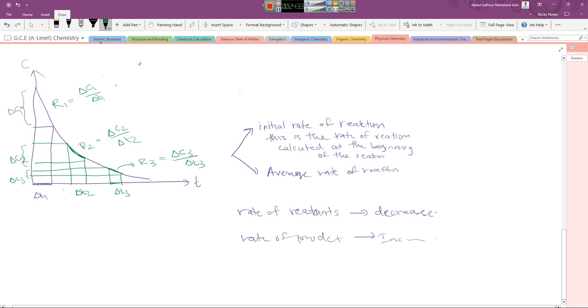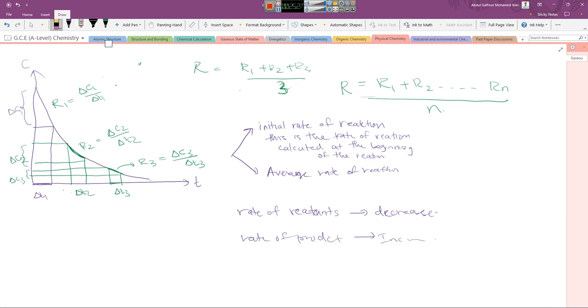Now the average rate of reaction, which I will call R, is equal to R1 plus R2 plus R3 divided by 3. How many rates of reaction are we considering? Since I am considering 3 rates of reaction, I have to divide the summation of these rates by 3. If I take n number of rates of reaction, then I can write a general equation. R, which is nothing but the average rate of reaction, will be equal to R1 plus R2 all the way to Rn, divided by n.